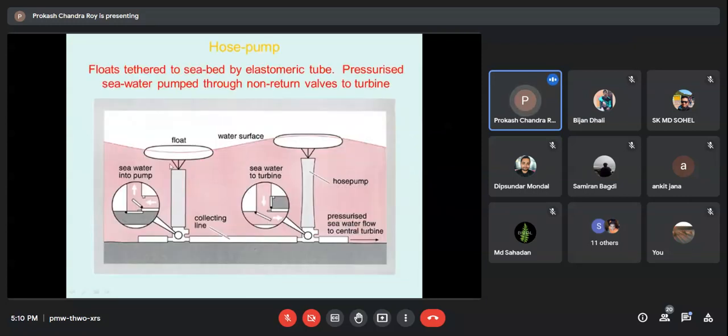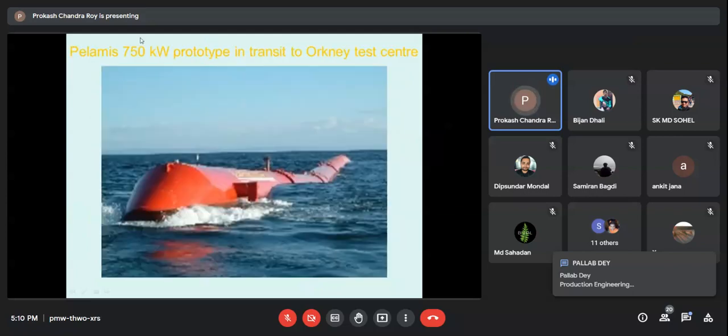These things I have already told: there is a hose pump. During the up and down motion, it can create the flow. So basically, when you require water flow through a particular location, that can be utilized in simple ways. This is the same thing I have told.